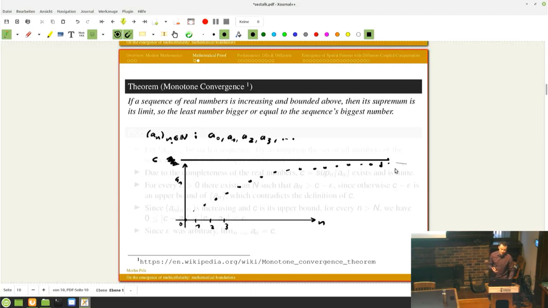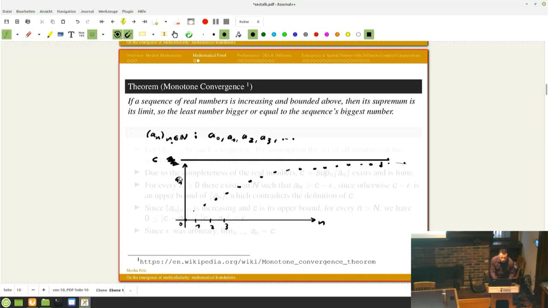And what this theorem is saying is that we are precisely converging when we are going to infinity. We can come very fast to a limit or slowly, based on the convergence speed of a certain sequence. So we are close to a limit depending on our convergence speed. But what the theorem is saying is that we are ending up, no matter which convergence speed, at this precise supremum, at this least element bigger or equal than our biggest element in this whole sequence.